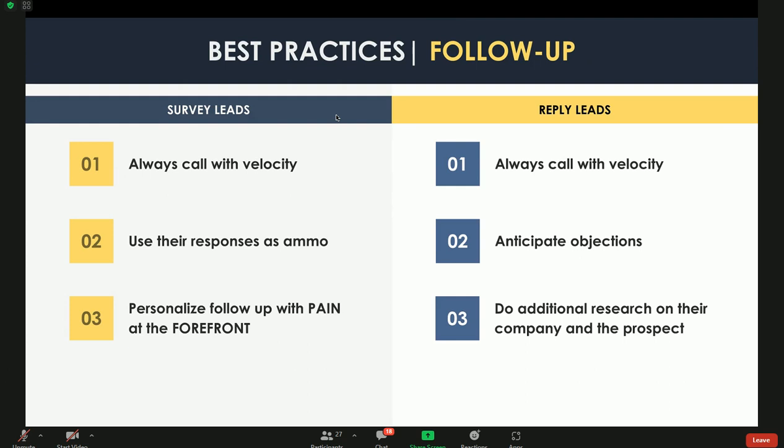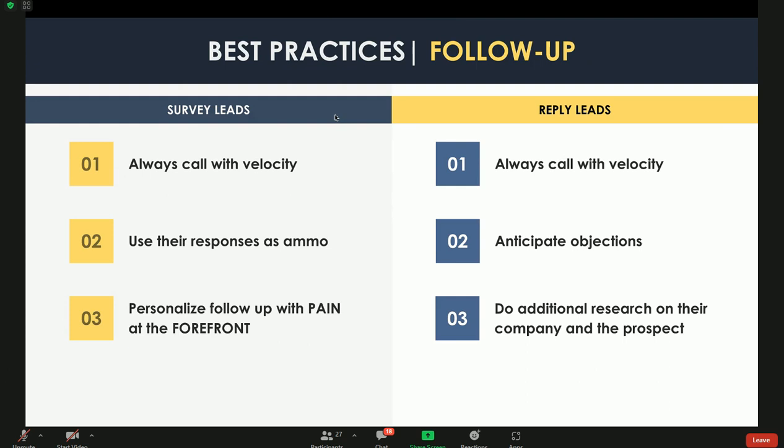So give them a call quickly and then go on and anticipate objections as well. Depending on what they said, maybe they said something that they're skeptical about or they're not sure about that type of solution, whatever the case may be. Go through and anticipate those objections at the start.